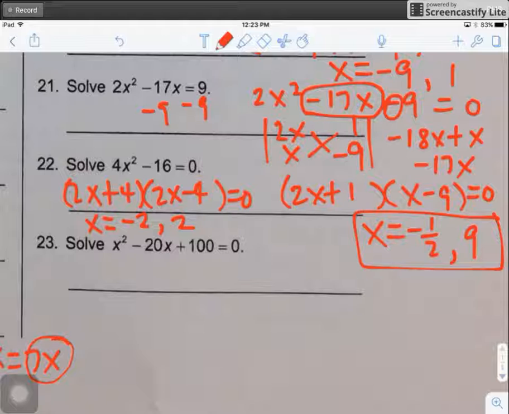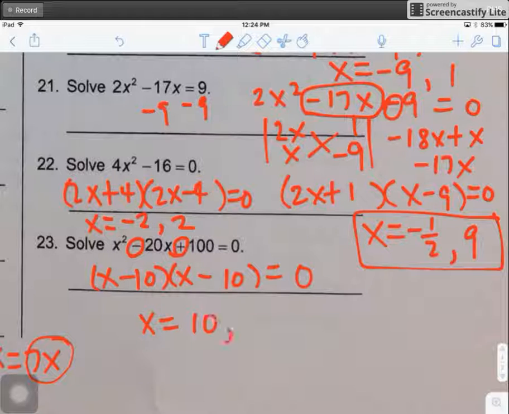And finally, the last one, we can factor the left side into x and x. The signs are going to be the same. Both of them are negative. Two numbers multiplied to get 100 and add up to 20 are 10 and 10. So therefore, x equals 10 and 10. And since they're repeating, there's only one answer. That would be 10. It's a double root.